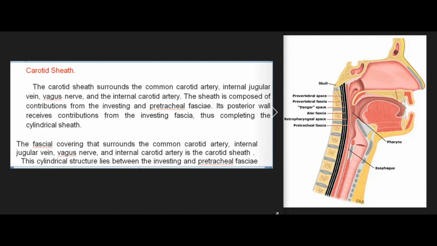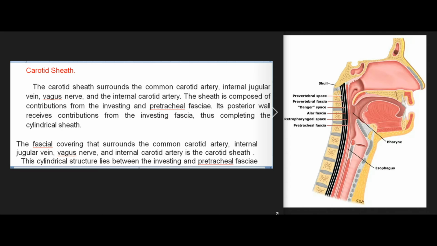Carotid sheath. The carotid sheath surrounds the common carotid artery, internal jugular vein, vagus nerve, and the internal carotid artery. The sheath is composed of contributions from the investing and pretracheal fasciae. Its posterior wall receives contributions from the investing fascia, thus completing the cylindrical sheath.